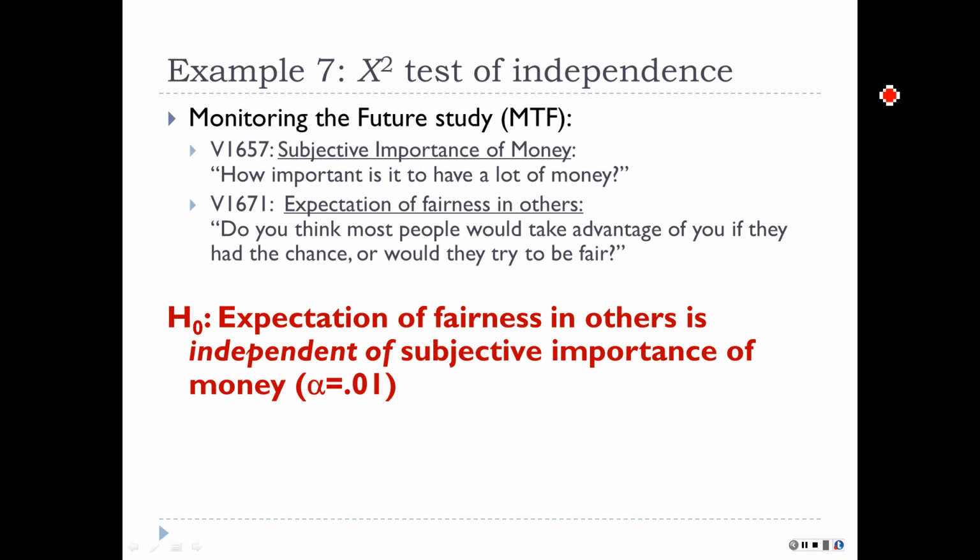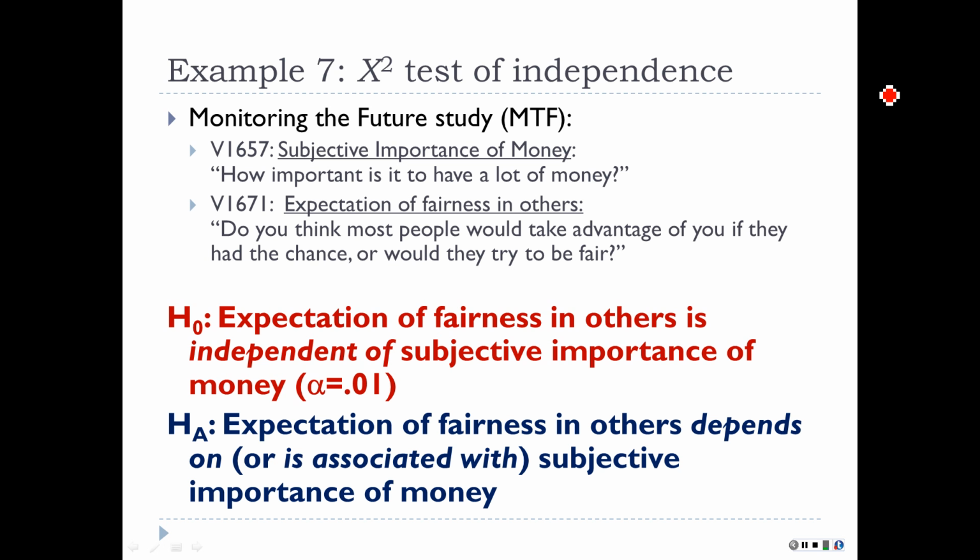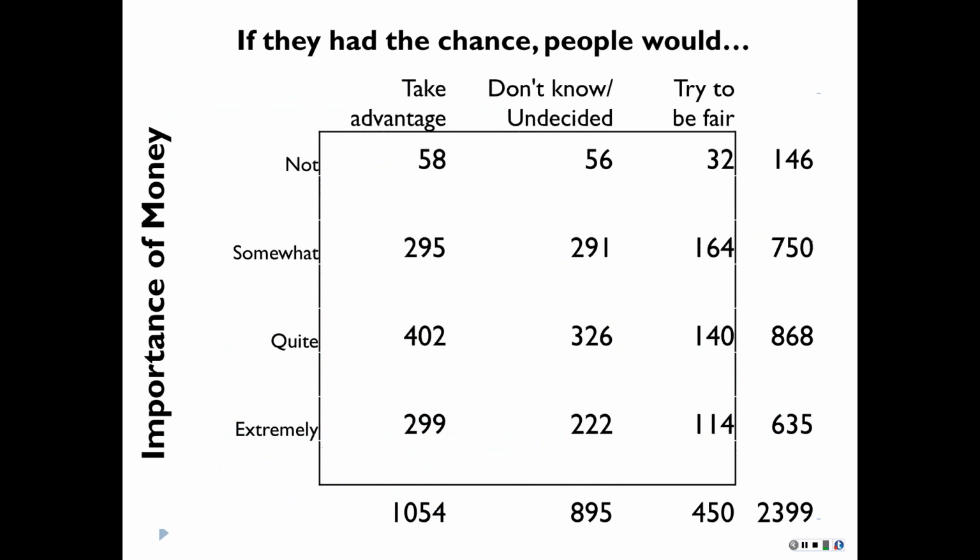So the null hypothesis is that students' expectation that other people will be fair is independent of the importance of money to them, to the students. And let's say alpha equals 0.01. The alternative hypothesis is that the expectation of fairness does depend on the subjective importance of money. So here are what the data work out to be.